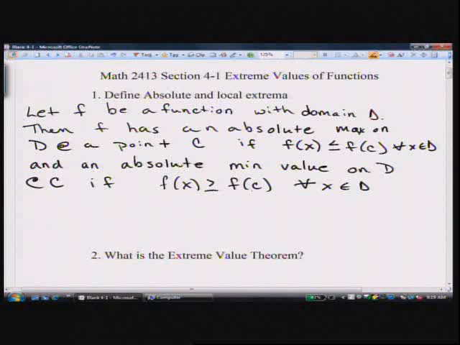Okay, so those are absolute. So that's for all x's in the domain. Now we want to define local extrema. So this was an absolute min versus an absolute max.